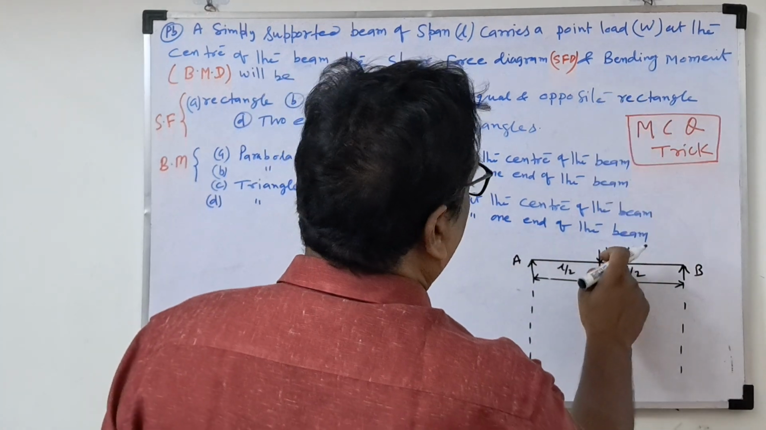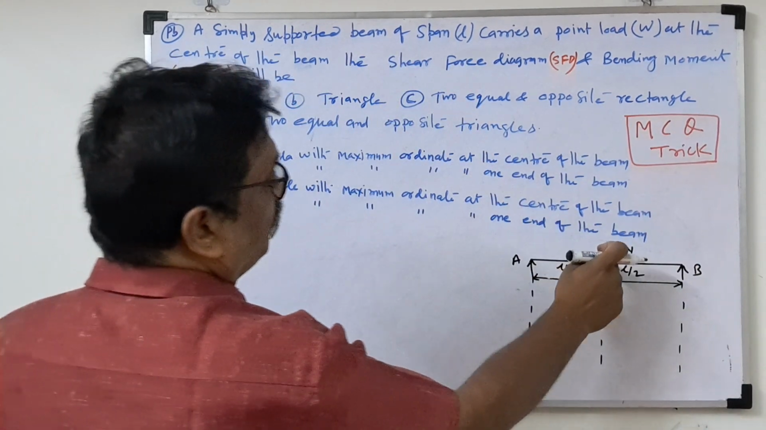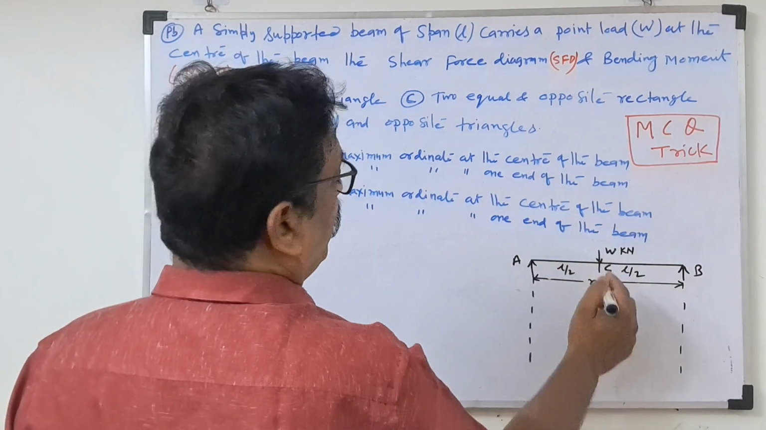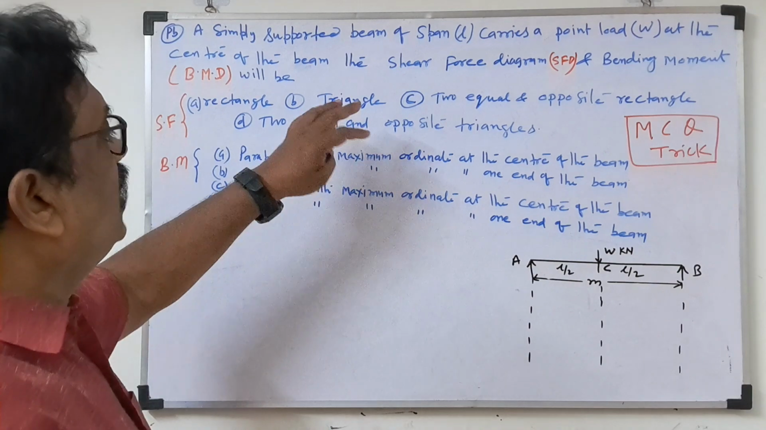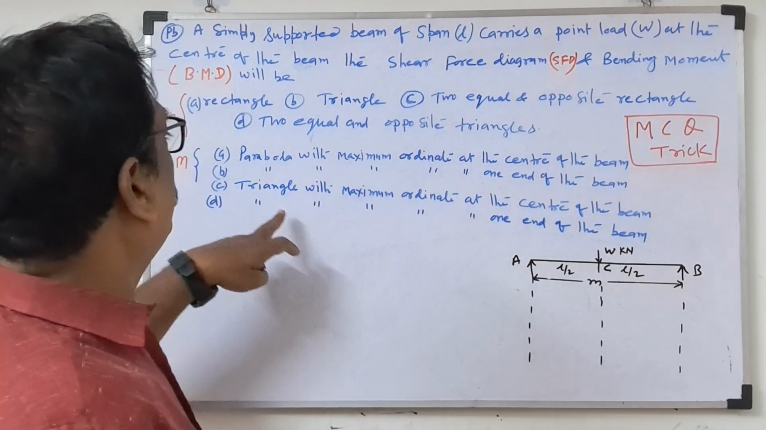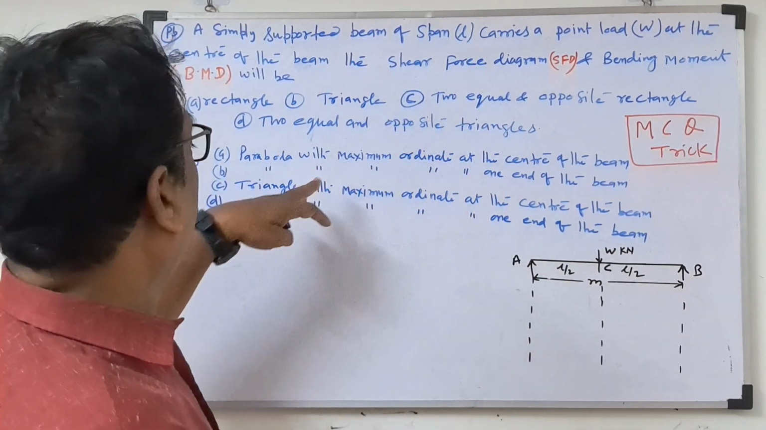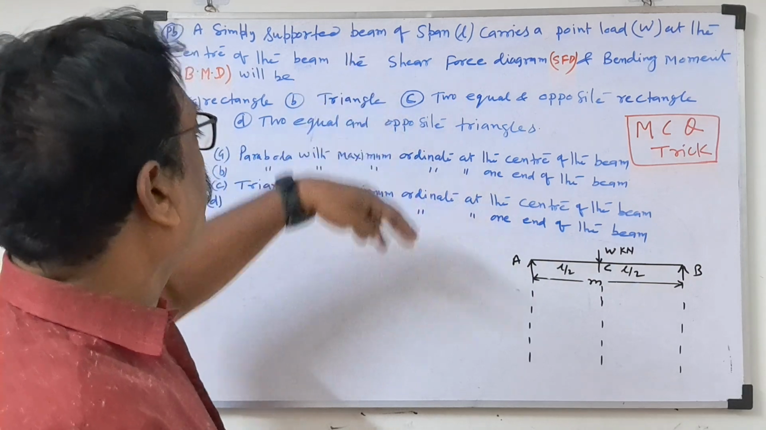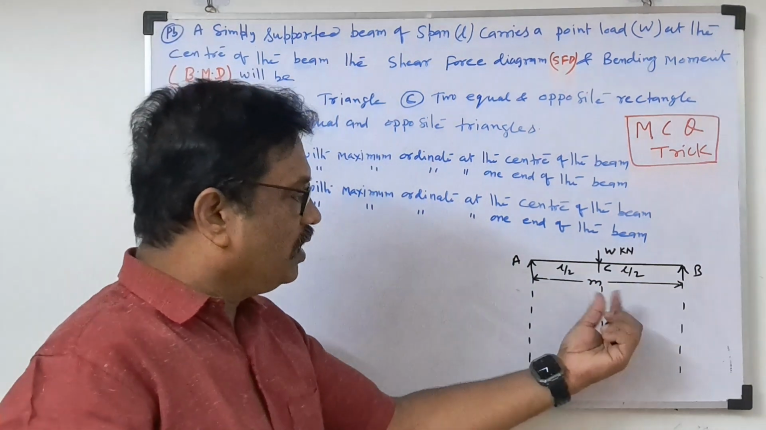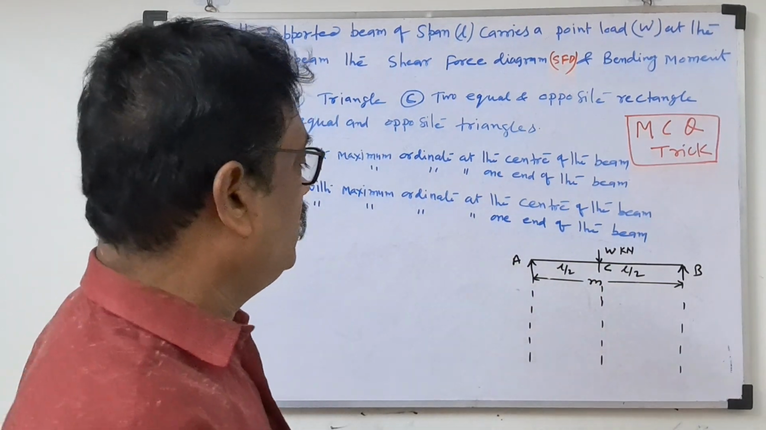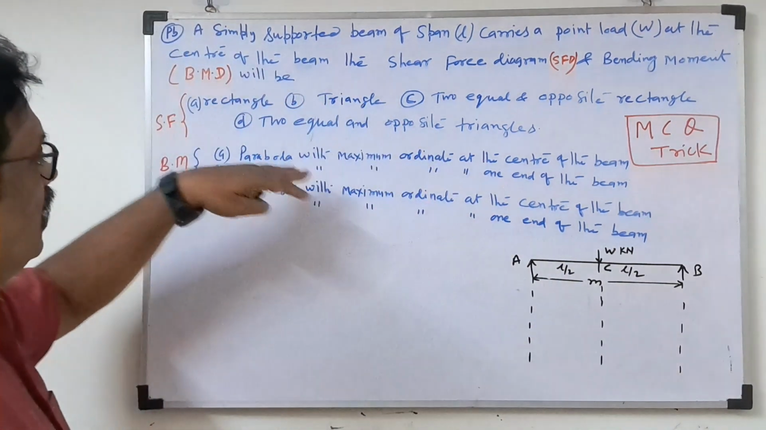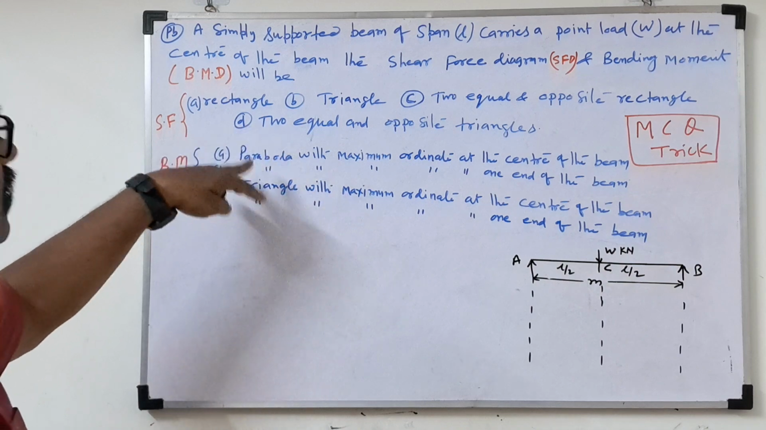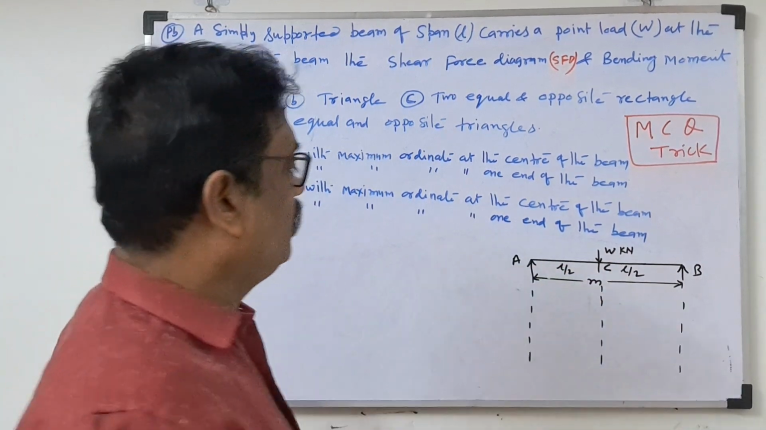And a point load W is carried at the center of the beam. So find this: what is the shear force diagram? How does the shear force diagram look, and how does the bending moment diagram look, either triangle or rectangle? So how will we know this? Once this small trick is there, if you solve it, then we can answer questions like this. A lot of questions and a lot of answers will come from this diagram only.